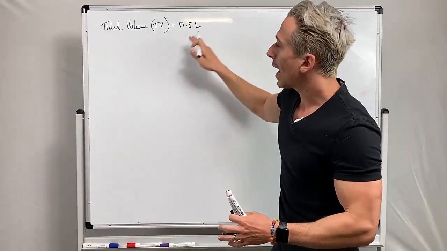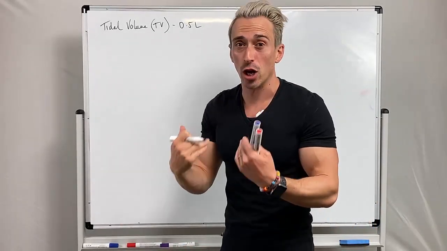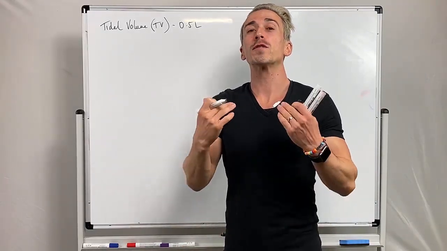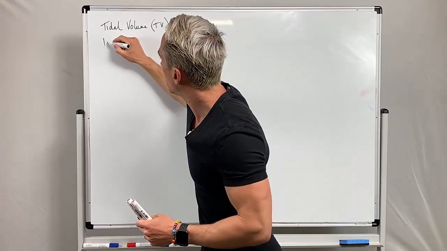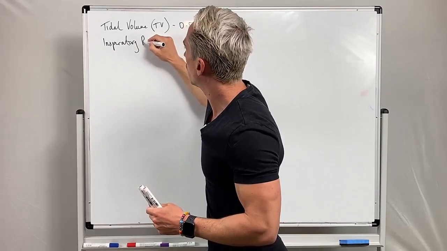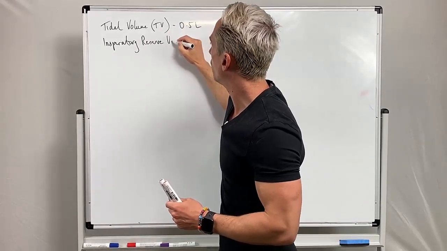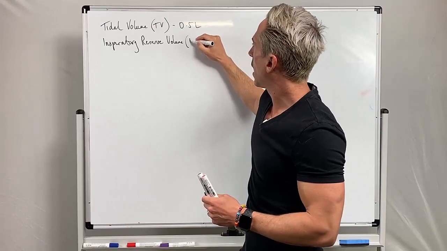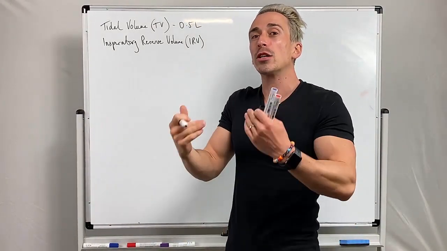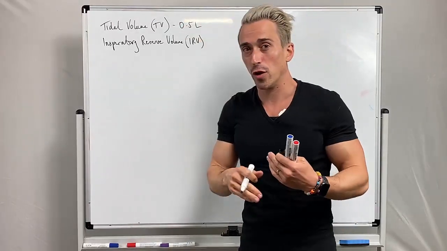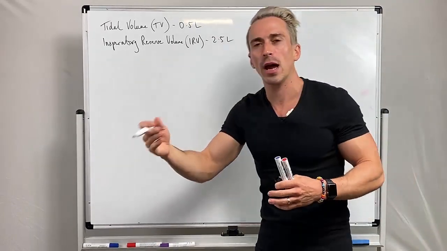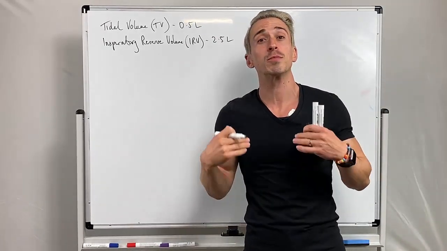Now, we can bring air in on top of that tidal volume, and that's our inspiratory reserve volume. So forcefully inhaling air is our inspiratory reserve volume, our IRV. Now that forceful inhalation or inspiration of air on top of that tidal volume is around about 2.5 litres. Now these values I'm giving you are for a healthy male 70 kilos such as myself.